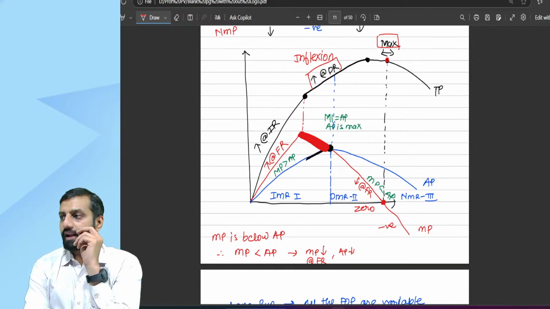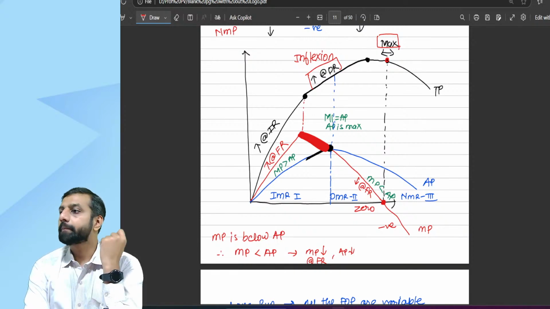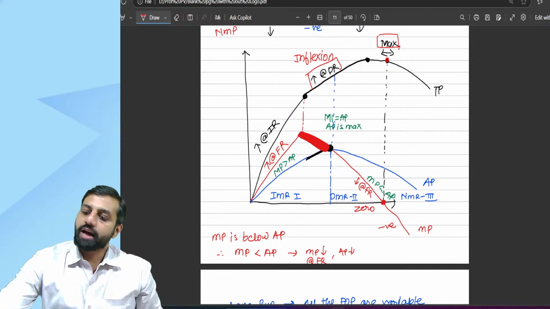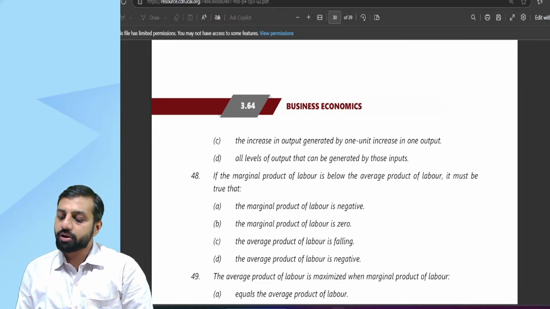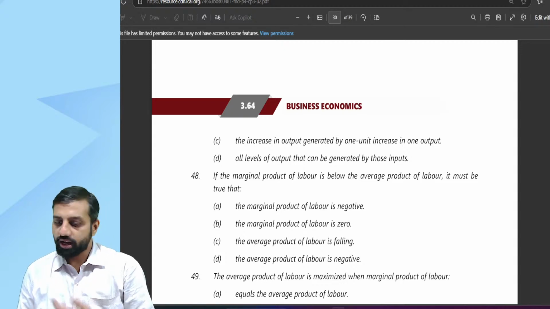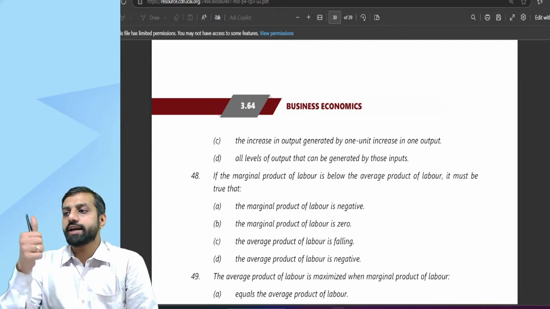Yes, Surya. Are we clear with that? So the answer for question number 48 is that the marginal product of labor is falling, and the average product of labor is also falling. So answer is C. The average product of labor is falling. Okay, Surya.